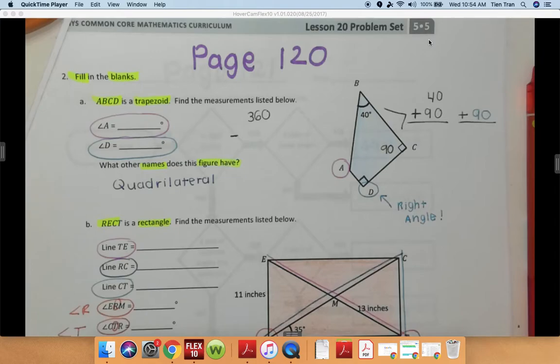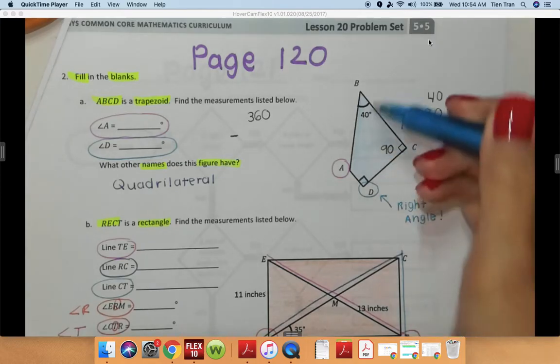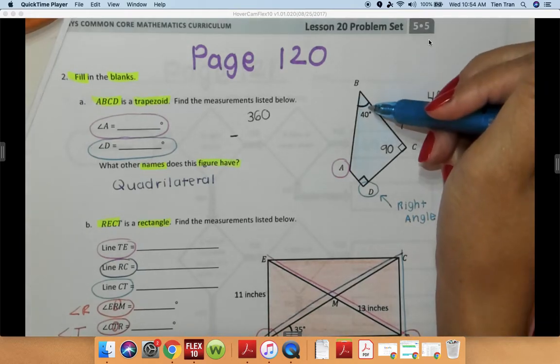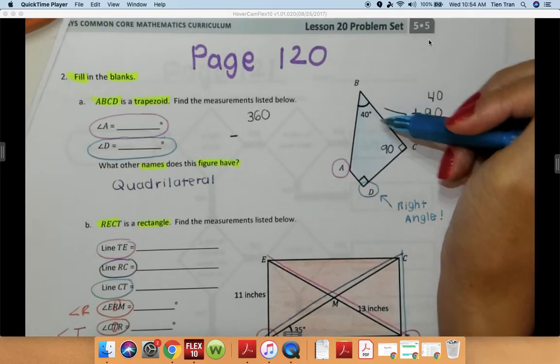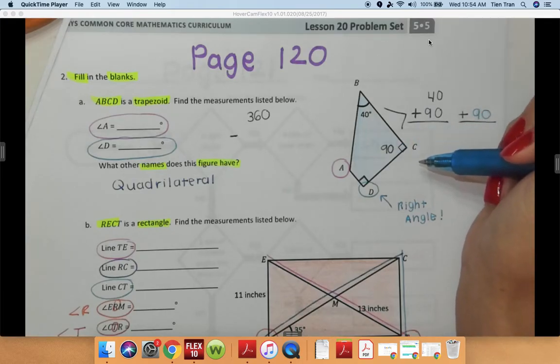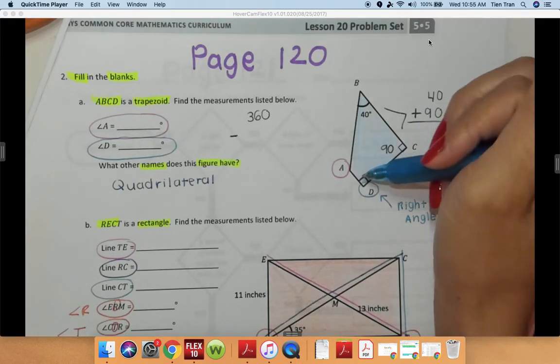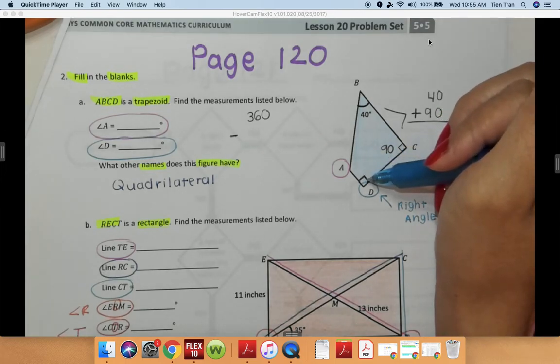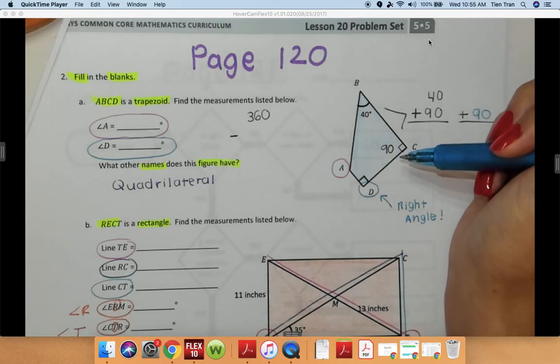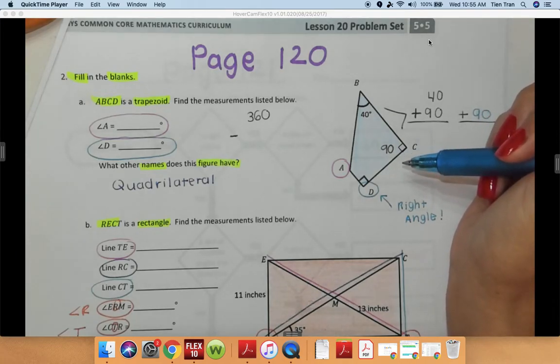So the first thing I'm going to do is look at my figure over here, which is a trapezoid. And I know that one angle is given. It's 40 degrees. And I know that this little square right here represents a 90-degree angle. So there's one right here, and there is also another right here. So angle C and angle D are considered right angles.